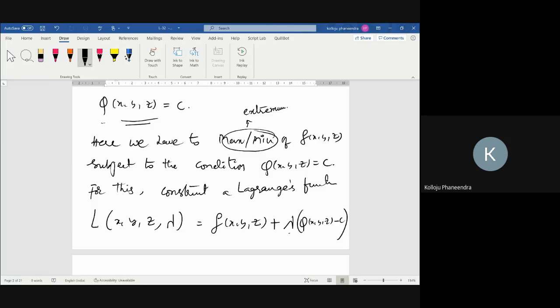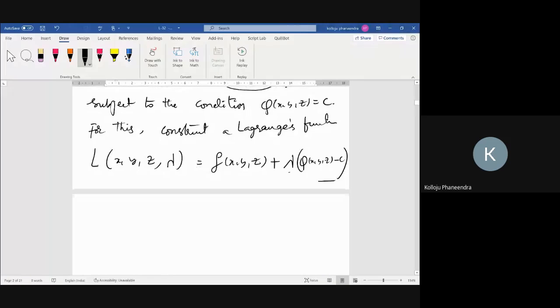And here there is a lambda in L. Now L is a function of how many variables? x, y, z and lambda. Here lambda is called the Lagrange's multiplier. Now what is the thing here? If L is maximized, then obviously f is maximized. If L is minimized, then f is minimized.